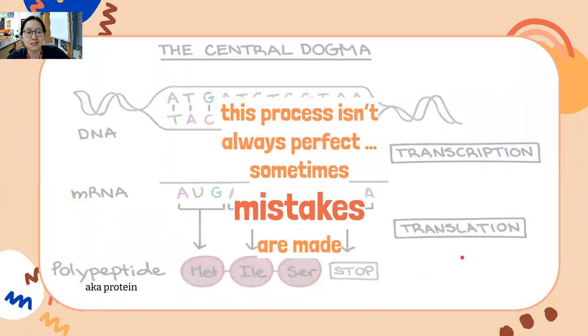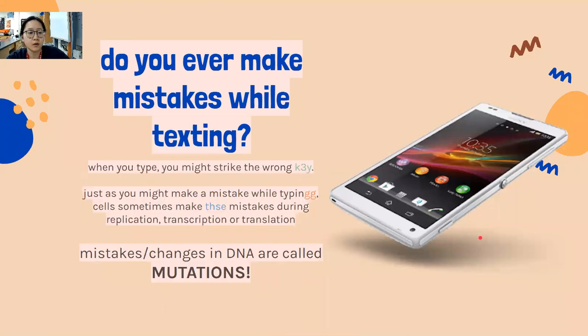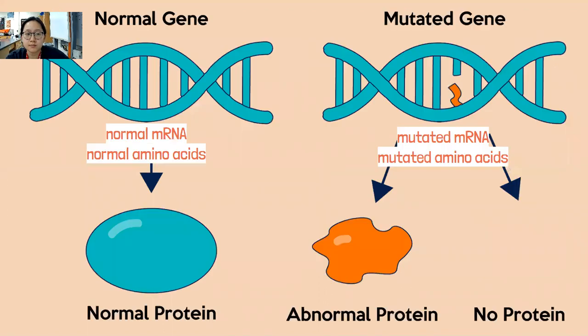This process, sometimes there's mistakes. And when there's mistakes, we get mutations. It's like if you ever make mistakes while texting, right? When you text, you might type in the wrong key, or you might just be adding in extra letters when you don't mean to, or missing random letters where you're supposed to. And usually we can understand it, but sometimes it does make it difficult to understand the message, same way it is in transcription and translation. So when you type the wrong key, these mistakes in DNA are called mutations.